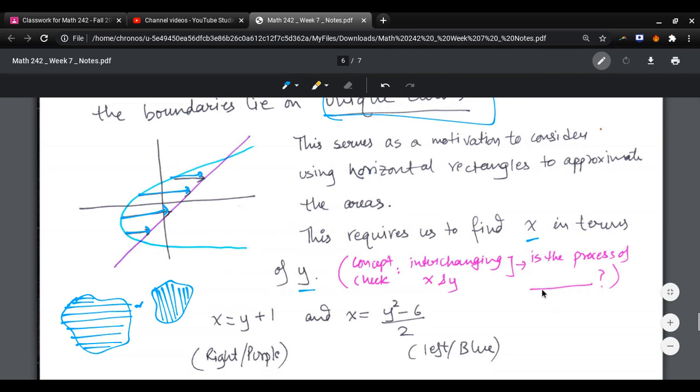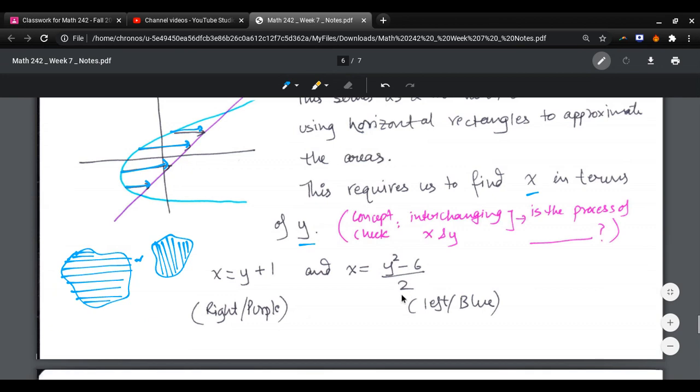Now here's a concept check. You can fill in this blank. Interchanging x and y is a process of what? Now for the right one, x equals y plus 1, and for the left one, x equals (y squared minus 6) over 2.